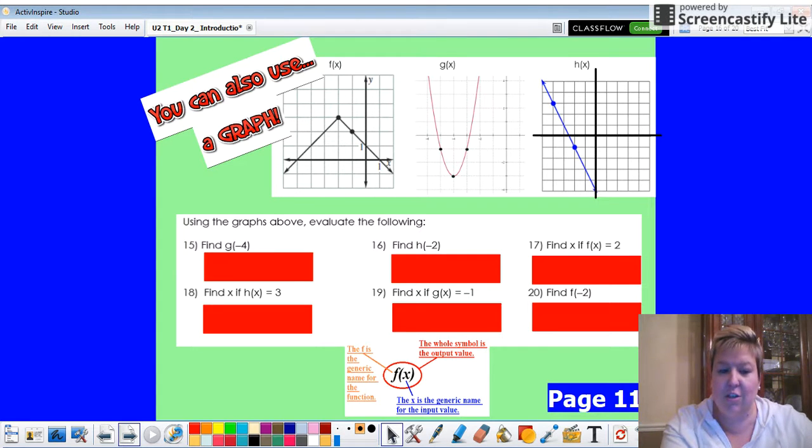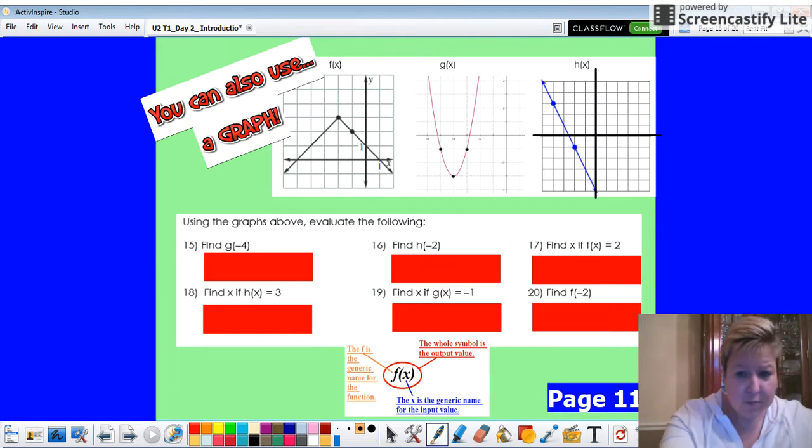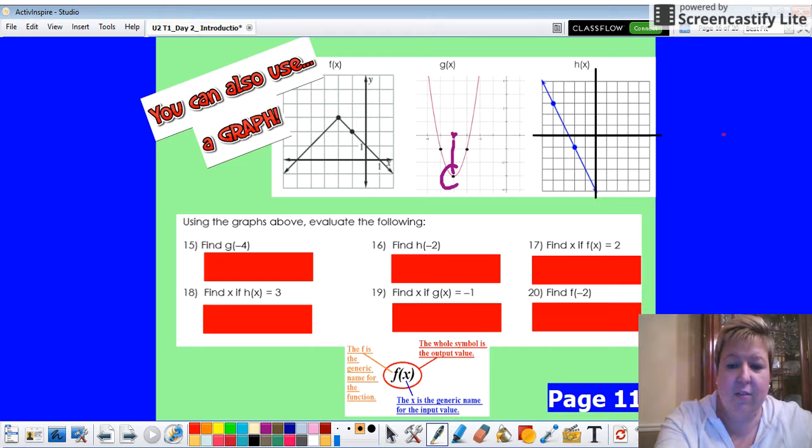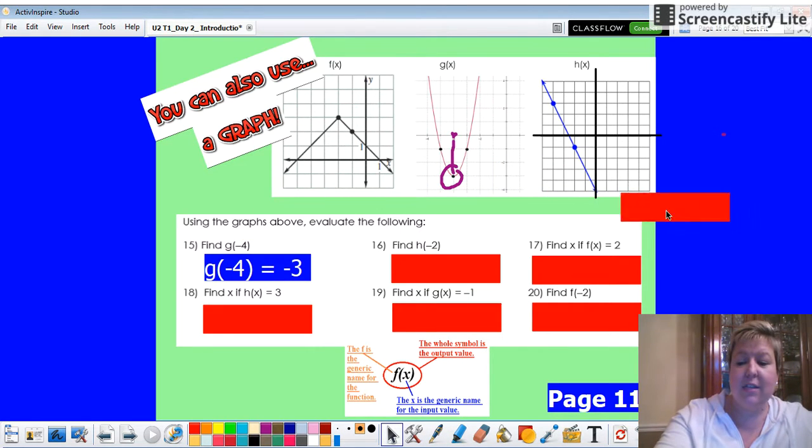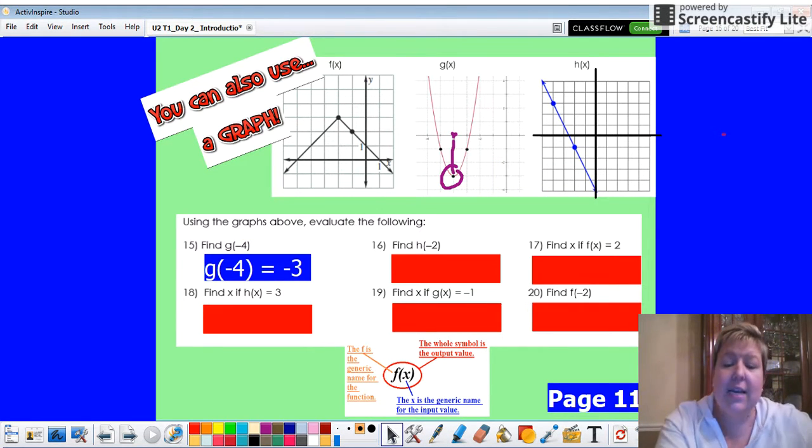But here I'm going to use the graph to figure out the ordered pairs so I can put it back into function notation. When it asks me to find g of -4, that's telling me the input value on this g graph is -4. So I come over to g and to -4, which is right here. Then I come down on my graph and find this ordered pair. When I input a -4, what is my output? My output is -3. So to write this, g of -4 is equal to -3.